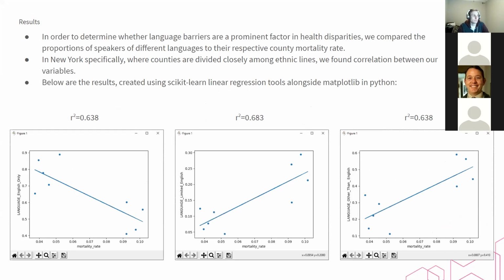Our thoughts are those that are non-English speakers or English isn't their native language may not realize the severity of their symptoms and might experience severe symptoms long term and not seek care for it. Or let's say, for instance, if a non-English speaker is an illegal alien, they may not seek care, and that might result in mortality as well. So those were some of our speculations.